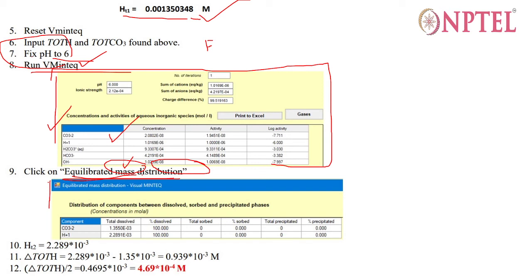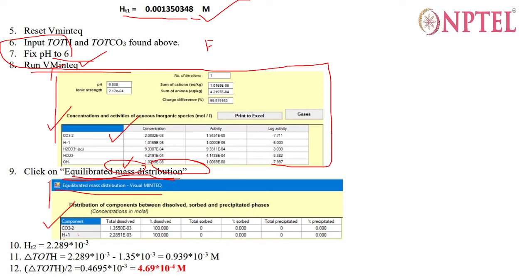And if you just click there, it will give you the total concentration of the components, whether it's in dissolved form or precipitated form, it will add up. So in this way, you can add up very quickly. You don't need to calculate by yourself or manually. So this is the easiest way to get the data. You don't need to write it down and then solve and then calculate. So this is the usefulness of this table, the equilibrated mass distribution.